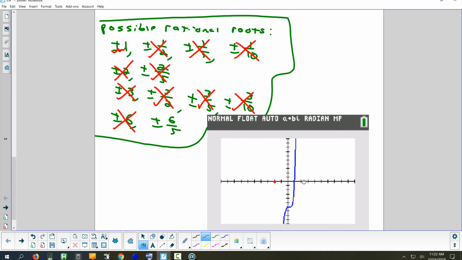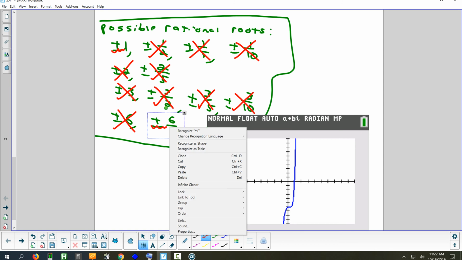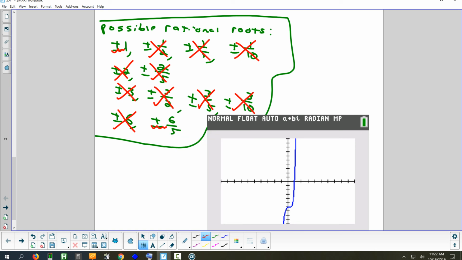No. Positive 6/5, I'd say maybe. I mean, 6/5 is like 1 1/5. Maybe if you zoom in there, it could be like 1.2. So if I said to you, eliminate the possibilities, now make me a new list of the ones that seem reasonable here, you could make an argument that plus 1 is reasonable, and I would say plus 6/5. Those would be the only two that I think are even remotely reasonable.